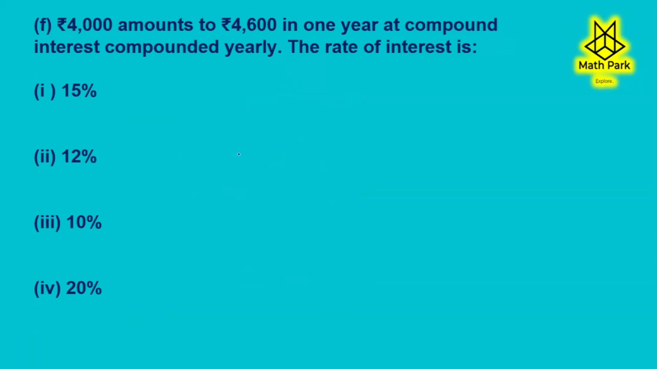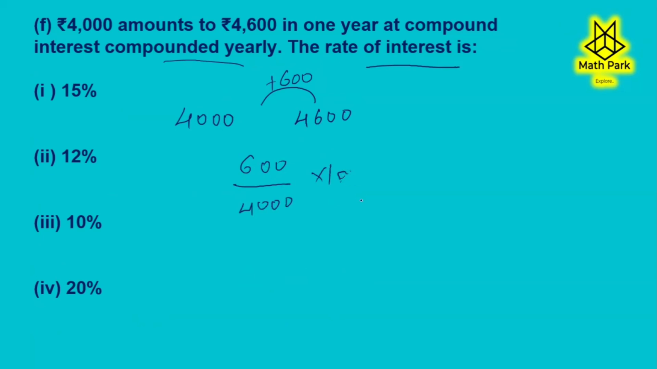F. Rupees 4,000 amounts to rupees 4,600 in 1 year, compounded yearly, then the rate of interest. Now, here already in the previous chapter we have done only for 1 year, the easy way we follow. For MCQs, we have to go fast. So 4,000 is going to 4,600. So there is an addition of 600 rupees over what? 600 is the addition over 4,000 multiplied by 100. You get the rate of interest in percentage. So let's simplify this, and 4 15s are 60, so 15% is the rate of interest.